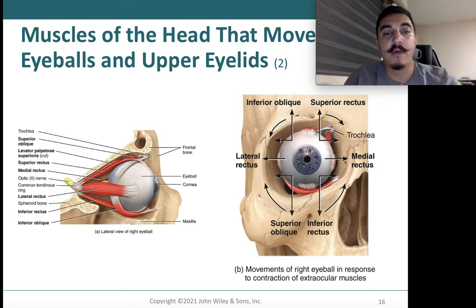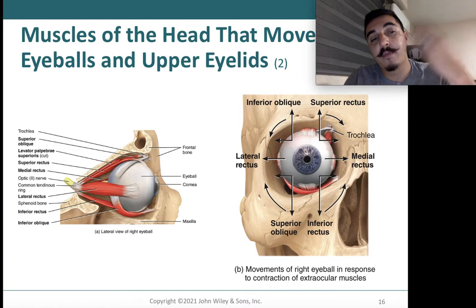You're gonna have medial, near the middle one, lateral, the one that's on the side, inferior, the one on the bottom, superior, the one that's on top.